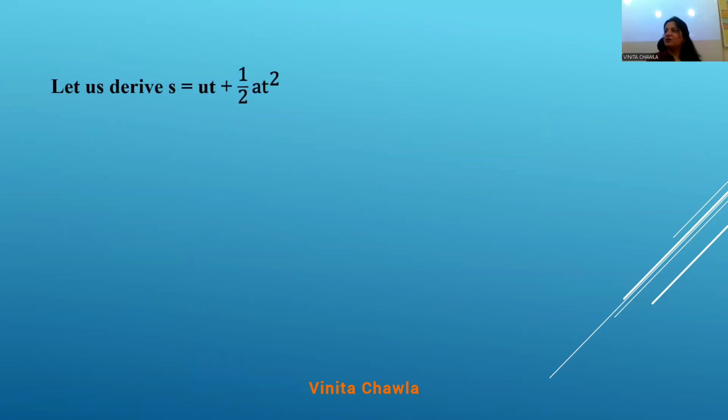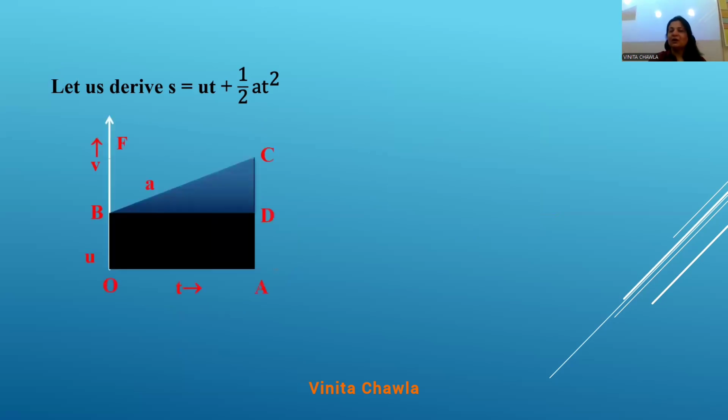Next, we have the second equation of motion. This is the position time relation. Here you can see we're relating the position with time. It's s is equal to ut plus half at square. So again, we have the same graph for this, because we have to find the displacement. So we can get the displacement by finding the area under the VT graph.